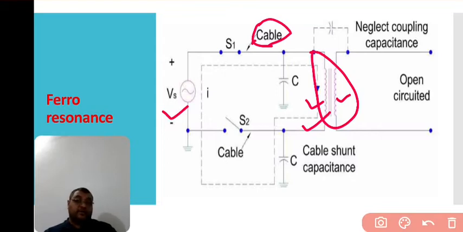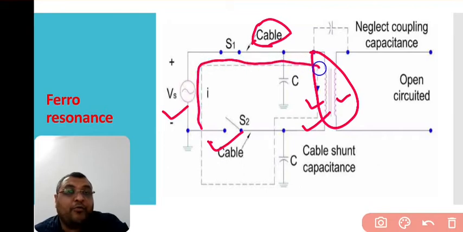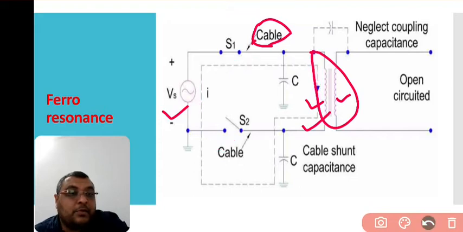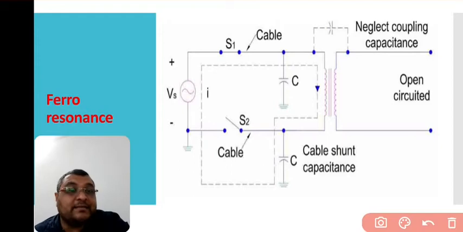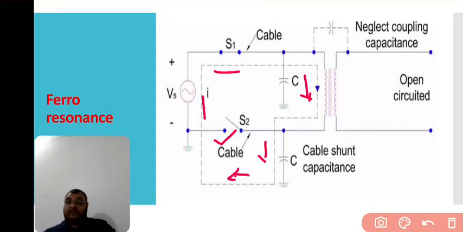It is obvious from the figure that even if switch S2 is open, magnetizing current I is flowing through the transformer through the shunt capacitance of the cable. If you open this switch, the magnetizing current can still flow this way. So you can easily see that if switch S2 is open, the magnetizing current is still flowing in this direction. Thus it makes a series circuit of cable capacitance and transformer reactance.